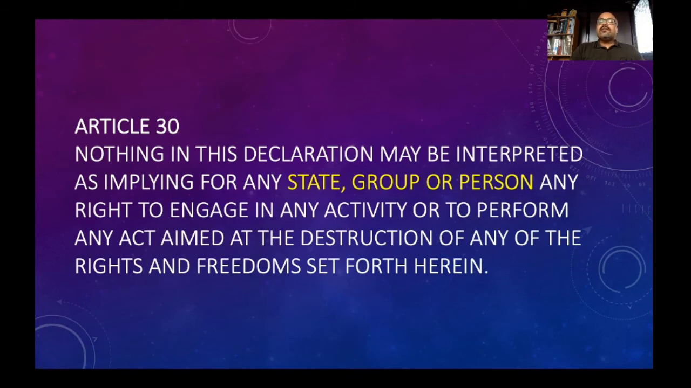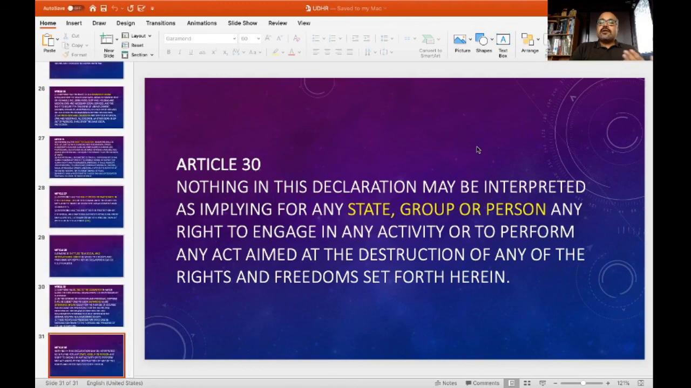Then Article 30 is saying that the declaration is interpreted where a state, group, or person individually, to them these fundamental rights are available, but the government does have the right of making these human rights fundamental and applicable to everyone. So, students, these are the particular human rights which we have seen.